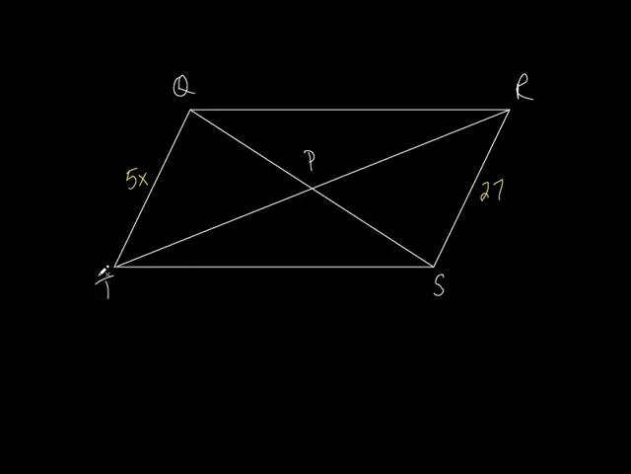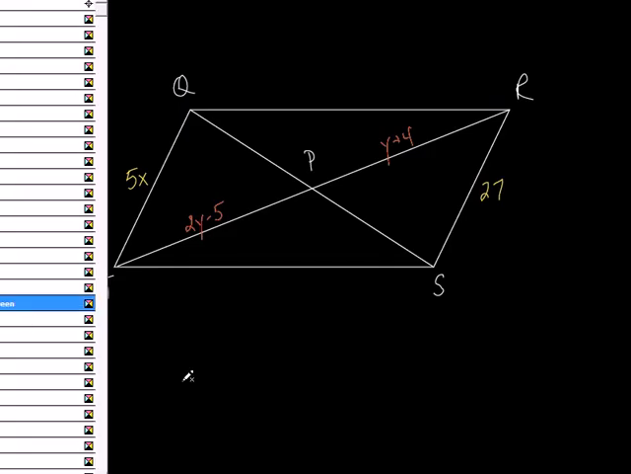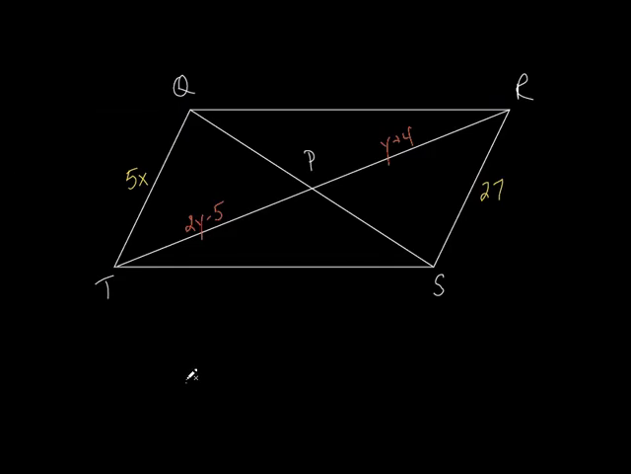Let's do the diagonals. This part of the diagonal is 2y minus 5, and this one is y plus 4. Okay, we're getting there. Let's go green here. Let's say this is 95 degrees up here. This one is 33 degrees. And this one down here is 3z degrees. That's a 3z, not a 33. It's a 3z.